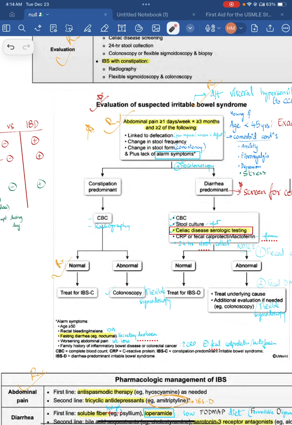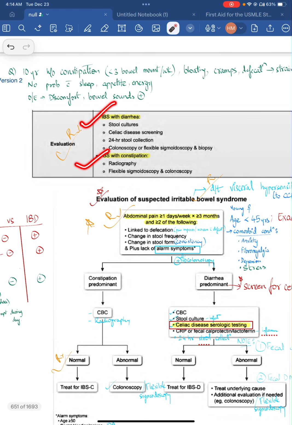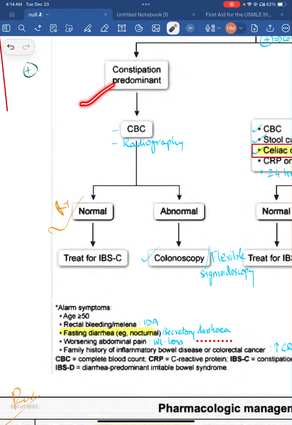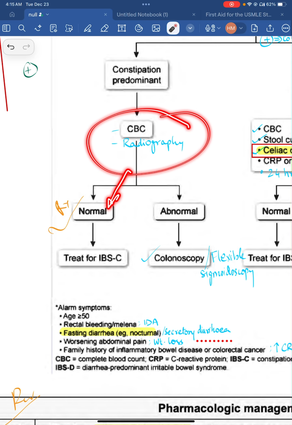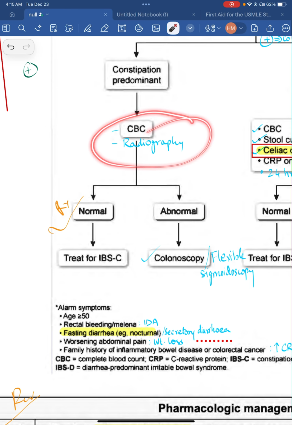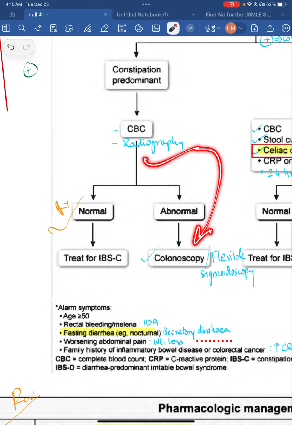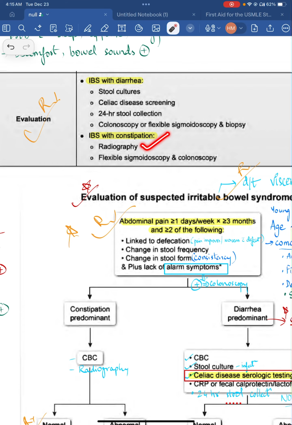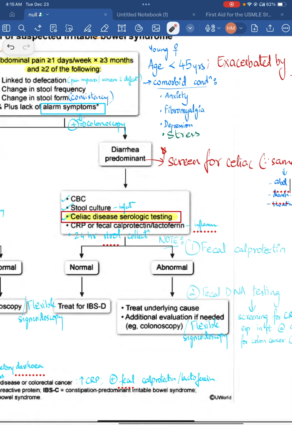So there are a series of tests which we do for IBS with constipation and IBS with diarrhea. For constipation predominant, you need to do CBC and radiography. If these come back normal, then treat for IBS constipation type. What if these come back abnormal? You find something on the imaging. What do you do? You go for colonoscopy. For IBS with constipation, you do radiography, and flexible sigmoidoscopy and colonoscopy if the results come back abnormal in the radiography part. What about diarrhea predominant type?